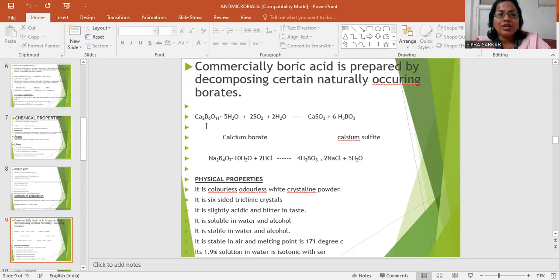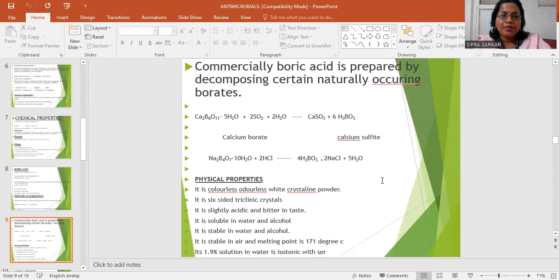So naturally occurring minerals like calcium borate, which is one of the mineral ores, can be treated with sulfur dioxide in the presence of water. And this calcium borate will be converted to calcium sulfite, and this calcium sulfite will be reacted with the borax to produce boric acid.